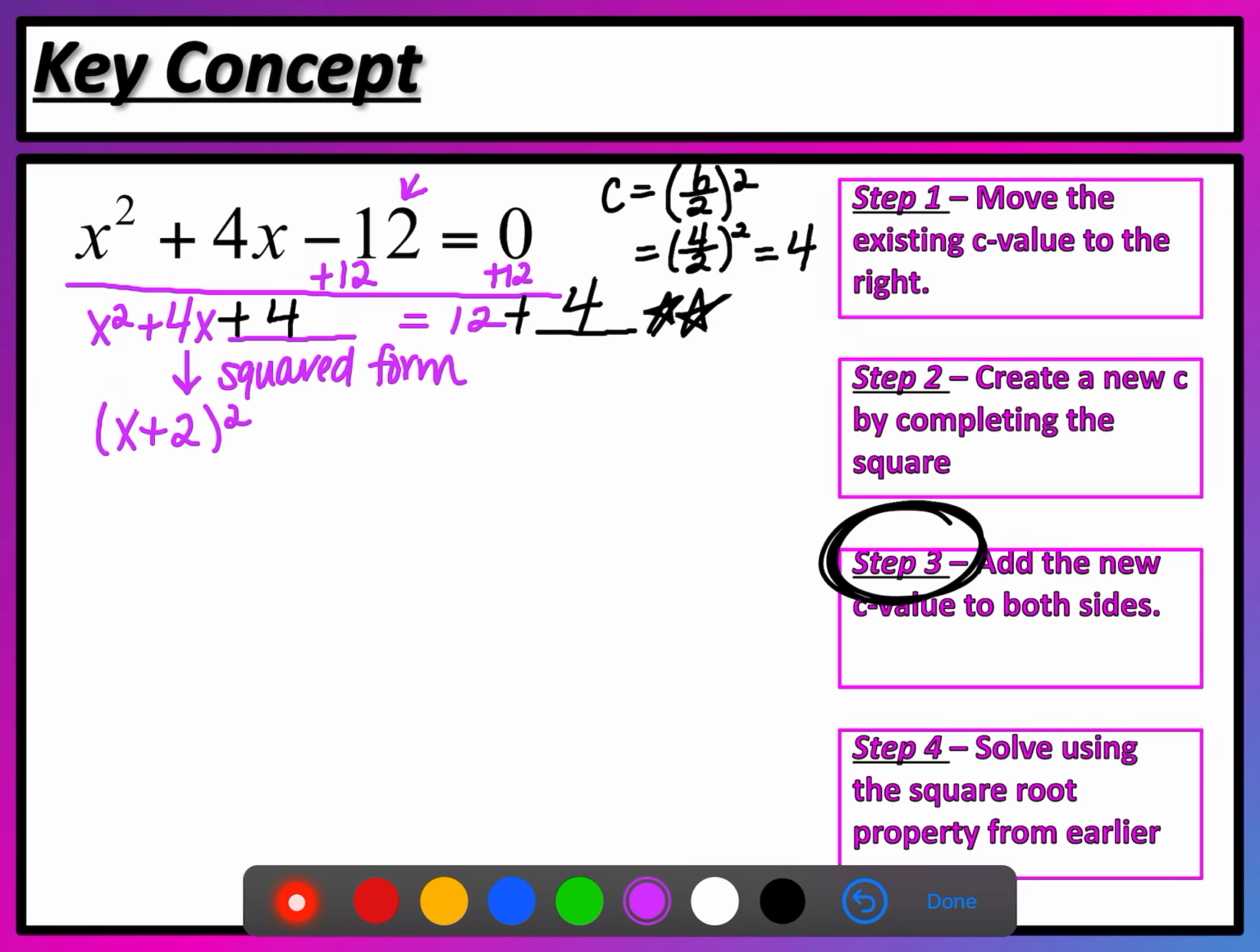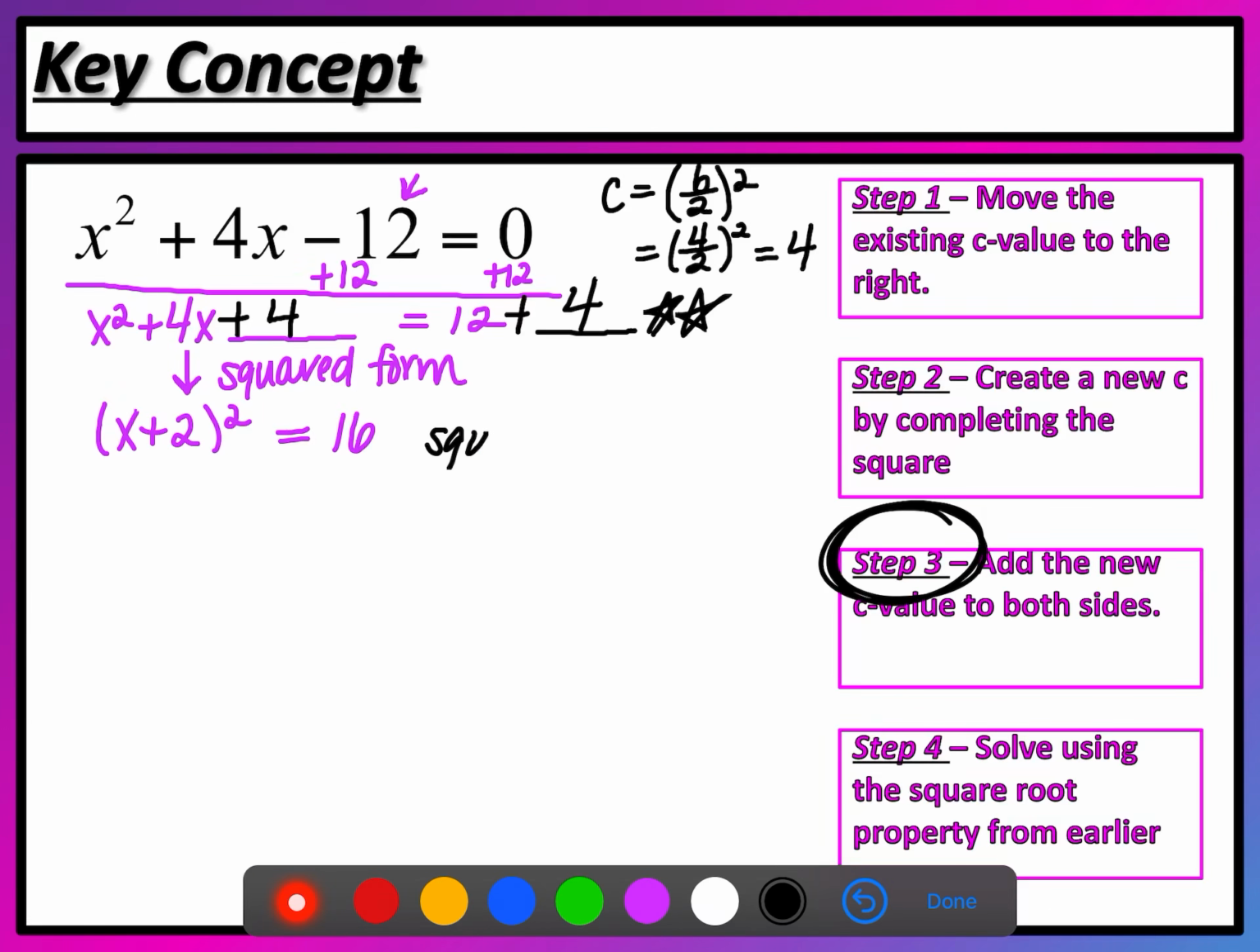So this is going to become an x plus 2 squared. Remember, we half the middle term. So the middle term is 4. Half of that is 2. That's what we write in squared form. On the right side, I do 12 plus 4, and I get 16.